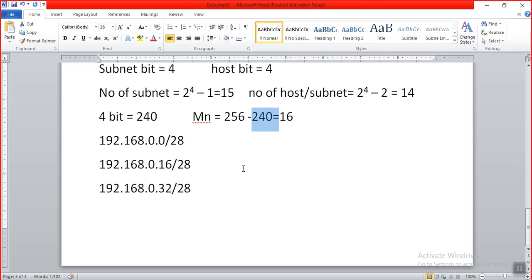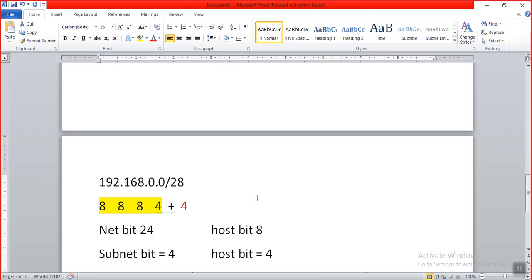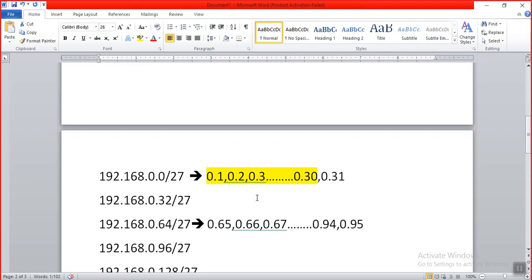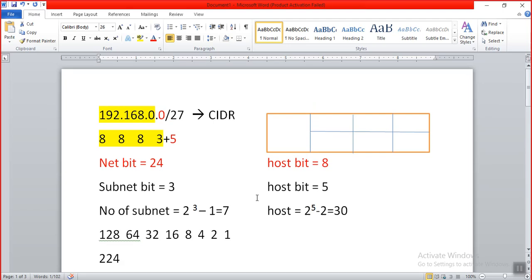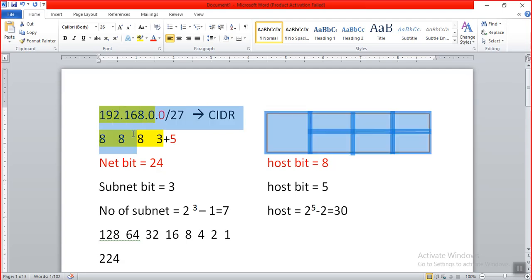Just try to clear this calculation, because in the interview they will ask it without pen and paper. You have to answer. Okay. This is known as CIDR. This is the most important topic. Again tomorrow I will start from here, and I am going to show you class C as well as class B.